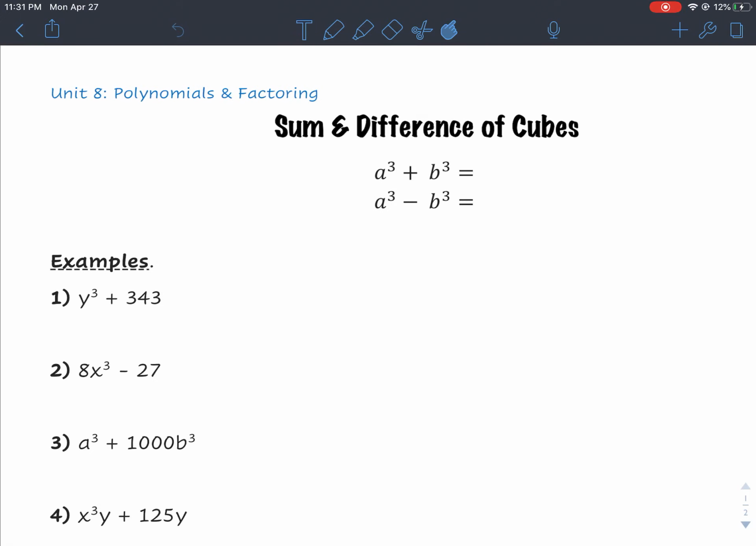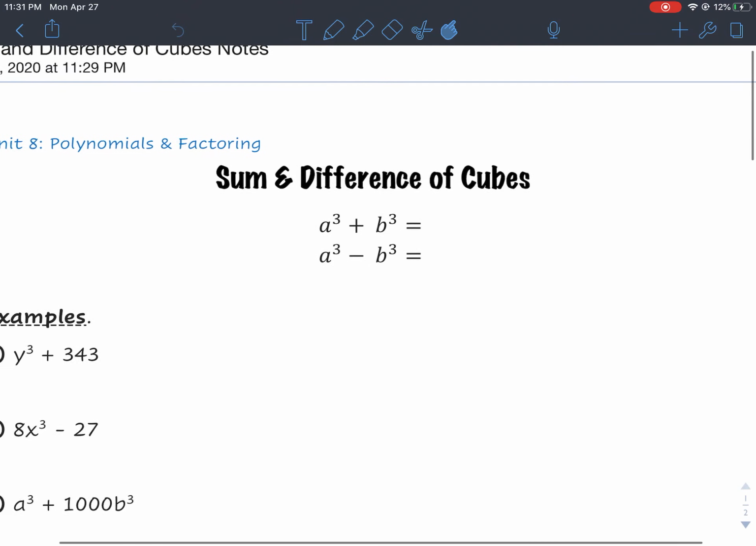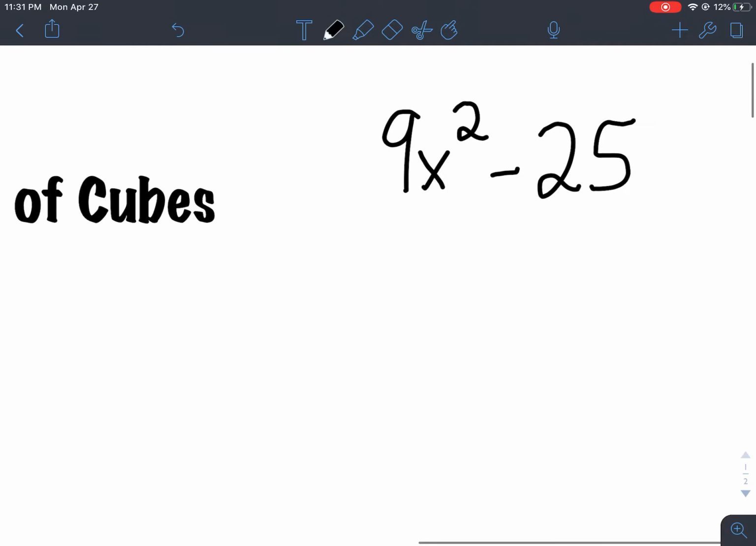Okay, welcome back, guys. Today we are going to focus on something new, and it's called factoring by sum and difference of cubes. So you may remember factoring when we did difference of squares. For example, if we had problems like 9x squared minus 25, remember factoring is just reversing the distributive property.